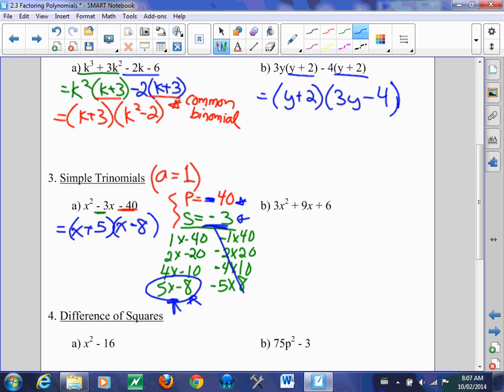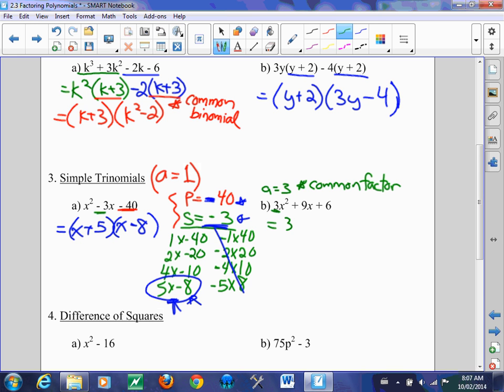All right. Taking a look at example B, you notice that simple trinomial means a equals 1, but in this case, a equals 3. So what we always want to try to do here is remember common factor first. So looking here, how could I tell to try to common factor? Because a does not equal 1. So we're going to notice that 3 can go into all the terms.